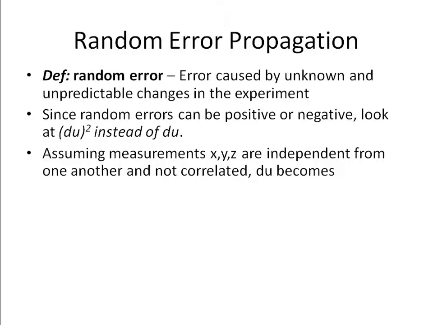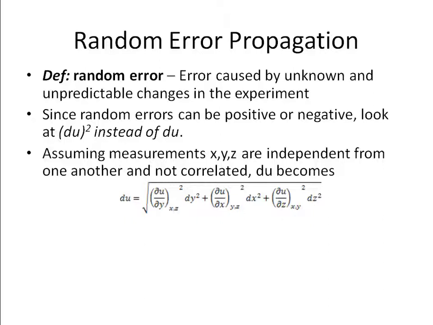Whereas the definition for systematic error was the partials times all the dx's, dy's, and dz's, the definition for random error is what's seen below, and it's not too dissimilar, but what you'll find is it's a square root of the sum of the squares.